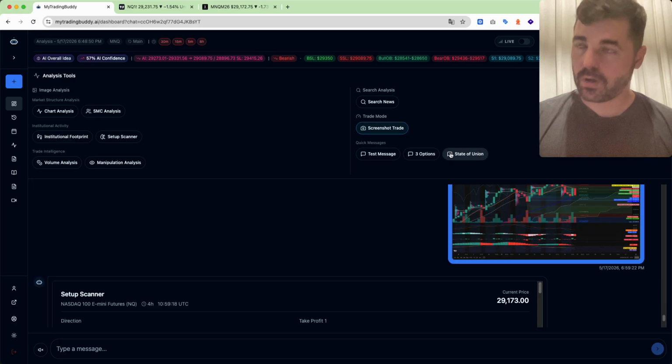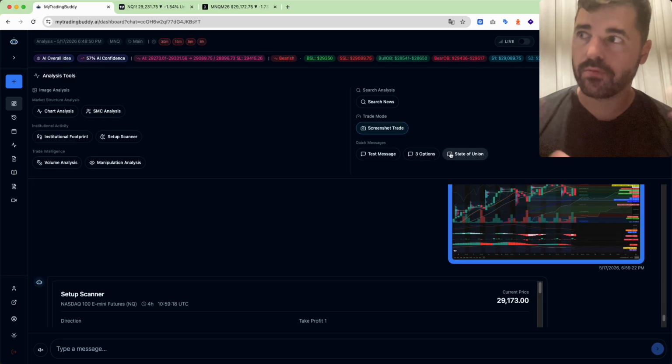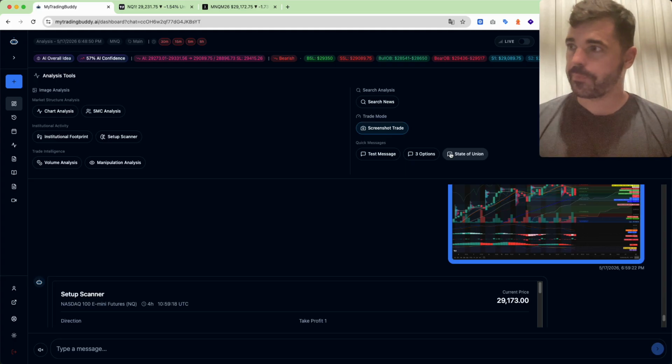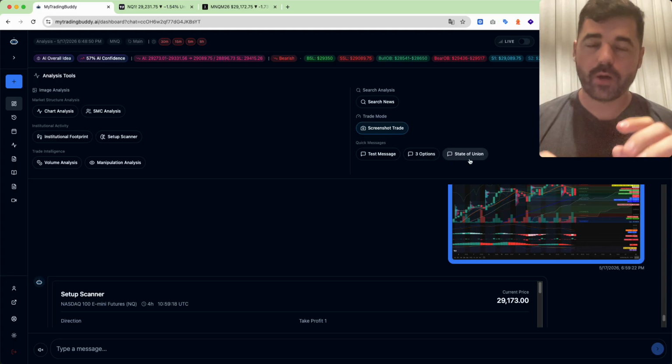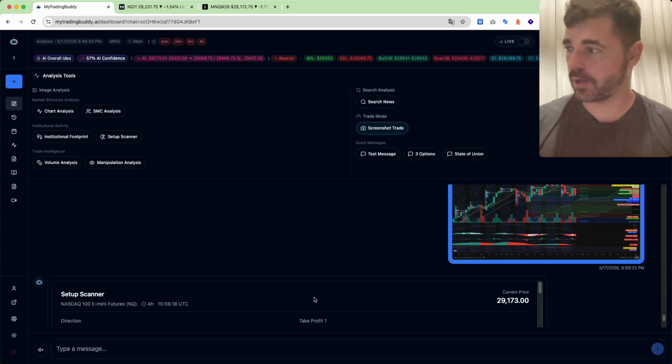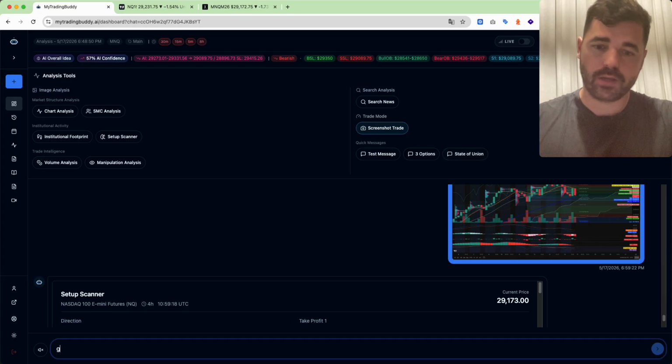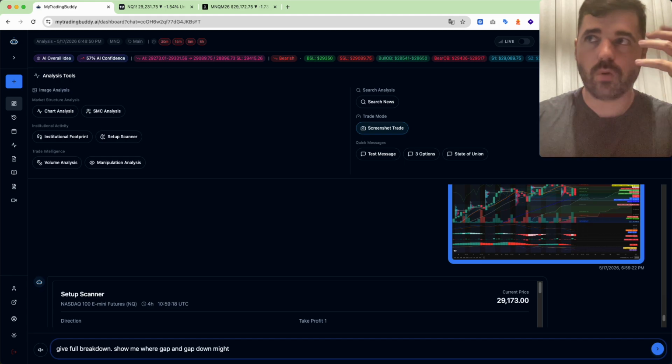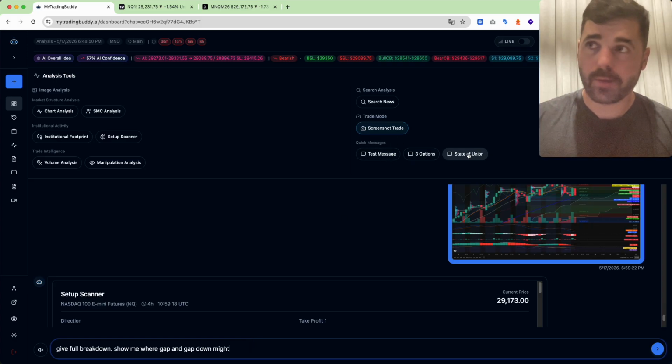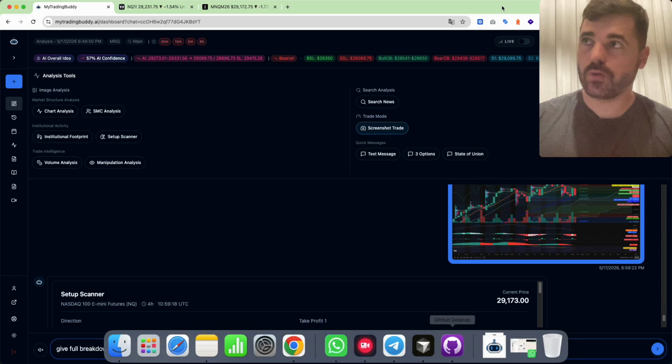First, when you sign up, you will get a default trading plan, and you'll have quick messages, which will save you a lot of time. Instead of coming to the chat right here and typing out, give me a full breakdown, or if you want to be specific, like show me where the gap up and gap down might be, or whatever question you have in your mind, you can save a button like this within your trading plan. So I'll do one now.